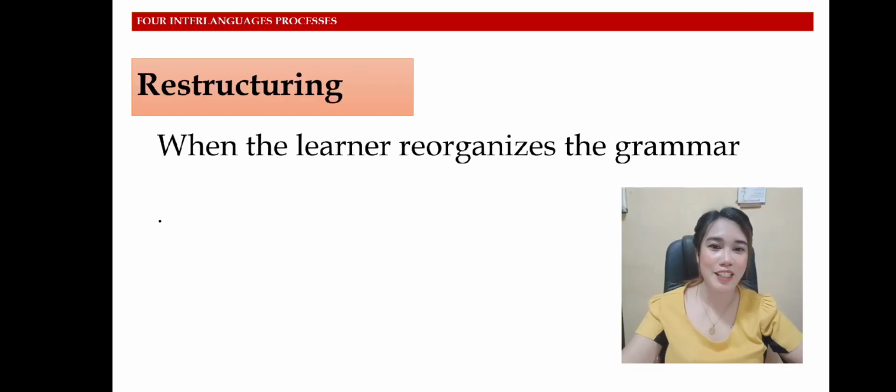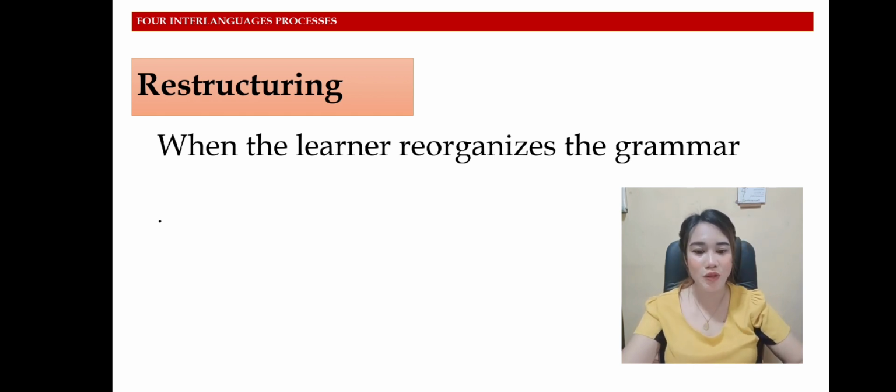The third one is restructuring. According to Selinker 1972, adults engaged in restructuring to learn the second language. And second language learners commit fossilization because they do not attain the target language competence. It's because they also do not reach the apex of their interlanguage spectrum.